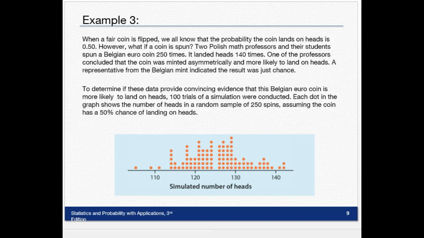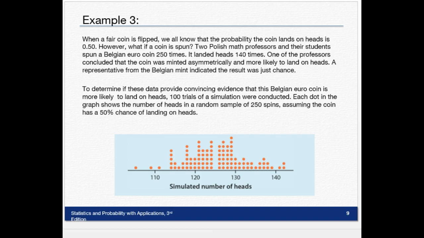So number 3, the big example. Make sure you really listen here. When a coin is flipped, we all know that the probability a coin lands on its head is 0.5. However, what if the coin is spun? Two Polish math professors and their students spun a Belgian euro coin 250 times. It landed on heads 140 times. One of the professors concluded that the coin was minted asymmetrically and was more likely to land on heads. A representative from the Belgian Mint indicated that this result was just chance.